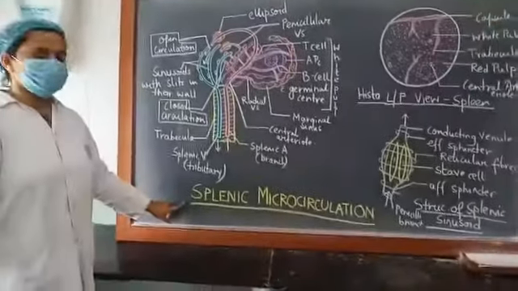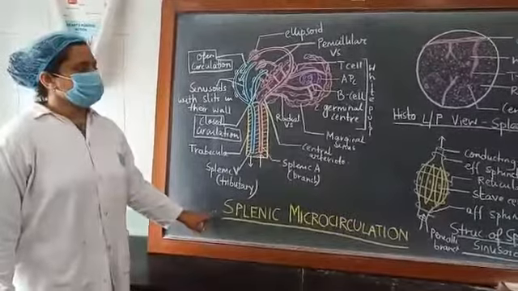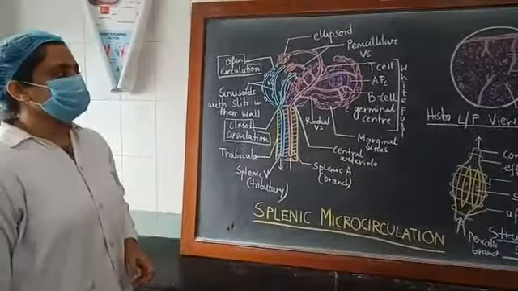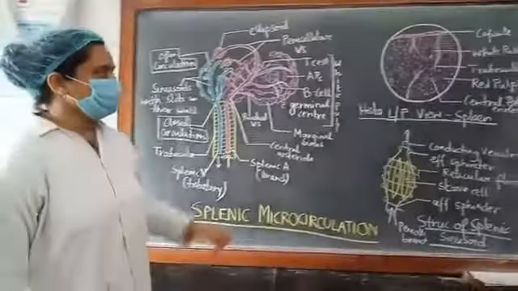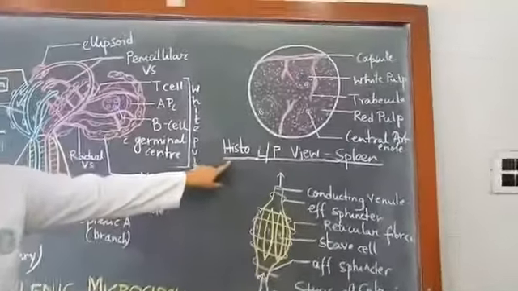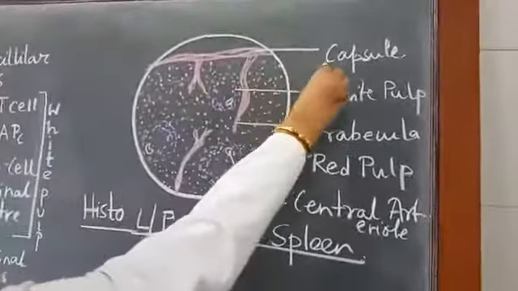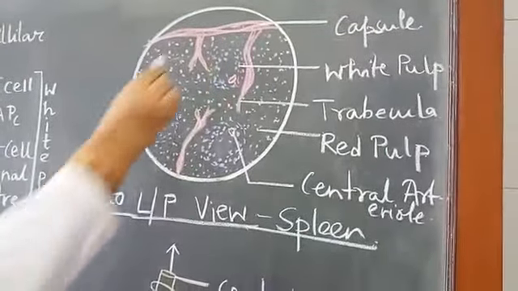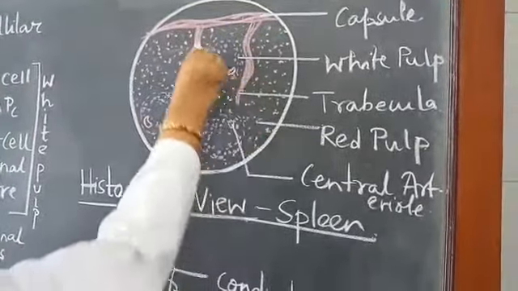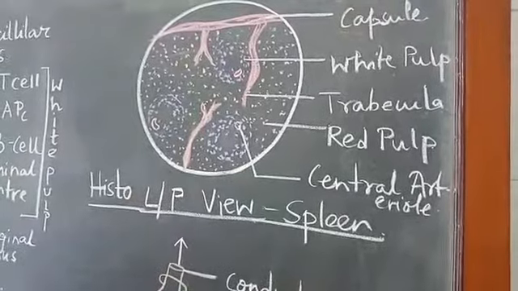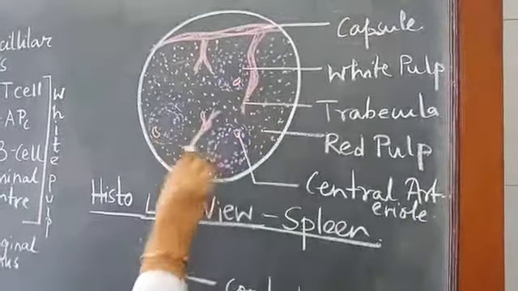This is the splenic circulation. Before that, let us take a recapitulation of the histological low power view of the spleen. You have already studied this. Outside you will find a capsule, and there are certain trabeculae dividing the spleen into lobules.